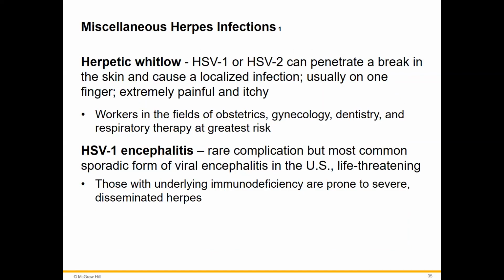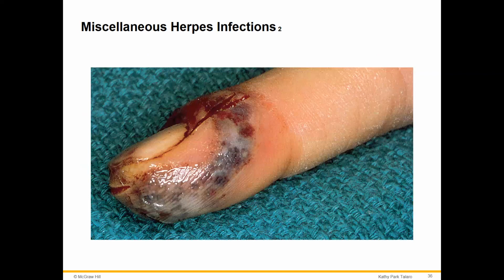Some other components of herpes that we want to pay attention to, again, this is all HSV 1 and 2, is the herpetic whitlow. Either can penetrate a break in the skin and cause localized infection. Typically, this is seen on one finger. It's extremely painful and itchy. We can see this in people who work in the field where they might get exposed to HSV lesions commonly. So this is a healthcare provider concern. Obviously, if you wear gloves and wash your hands, less risk. HSV1 encephalitis is rare but life-threatening. And that's your herpetic whitlow.